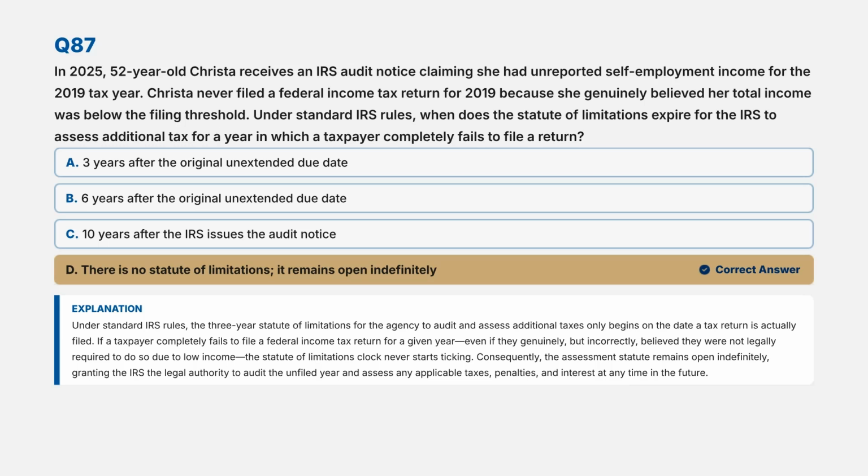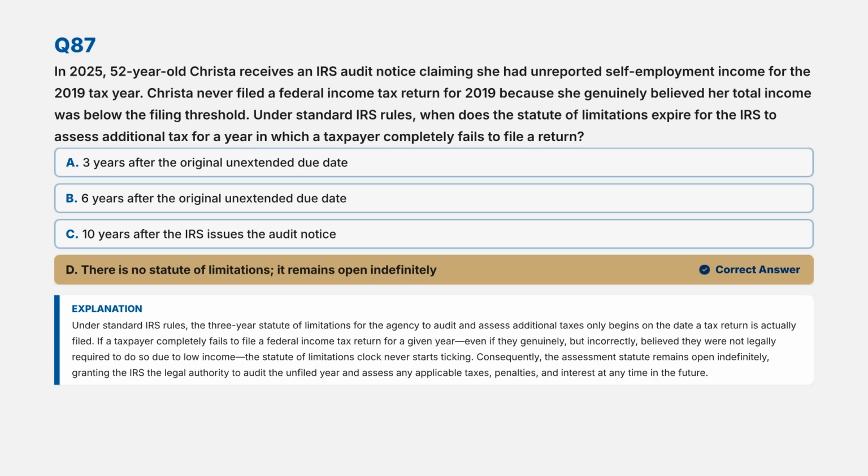If a taxpayer completely fails to file a federal income tax return for a given year, even if they genuinely but incorrectly believed they were not legally required to do so due to low income, the statute of limitations clock never starts ticking. Consequently, the assessment statute remains open indefinitely, granting the IRS the legal authority to audit the unfiled year and assess any applicable taxes, penalties, and interest at any time in the future.